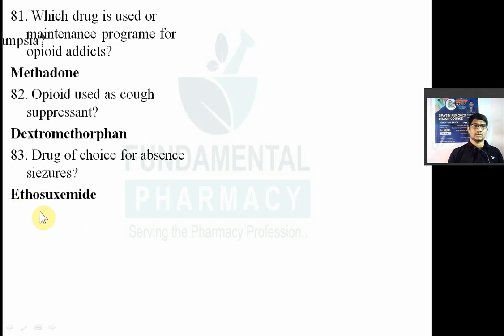Now we'll see the next question. Question number 84: first line treatment for eclampsia. Basically, what do you mean by eclampsia? You should know what eclampsia is. Eclampsia is seizures, epilepsy in pregnancy. When there is a pregnant woman, during the pregnancy period there are seizures and hypertension. That is known as eclampsia. Particularly if there are seizures in pregnancy, it is known as eclampsia, and if there is hypertension in pregnancy, it is known as preeclampsia. There is a little bit of difference.